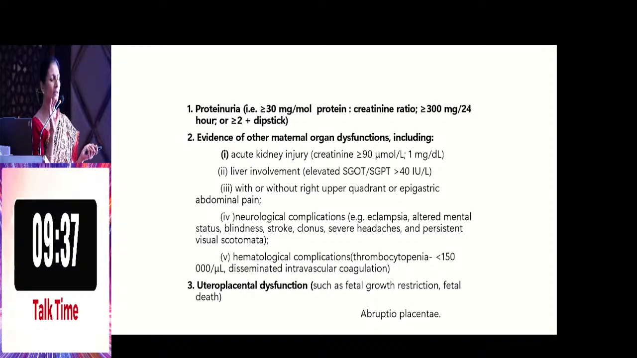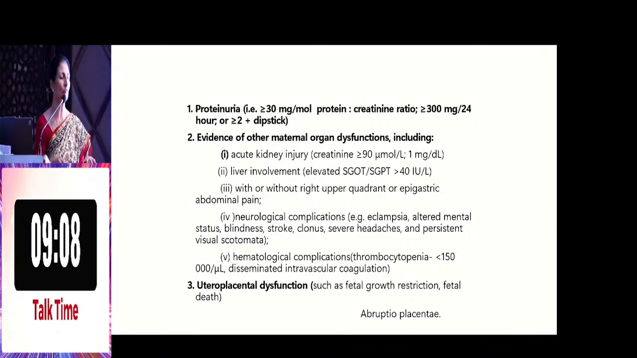And there is evidence of other maternal organ dysfunctions like acute kidney injury, where the creatinine is increased, and liver involvement, where there are elevated liver enzymes, with or without right upper quadrant or epigastric pain. There may be neurological complications like eclampsia, altered mental status, blindness, even stroke, clonus, severe headache, persistent visual scotomata. All these are the corollaries of preeclampsia.